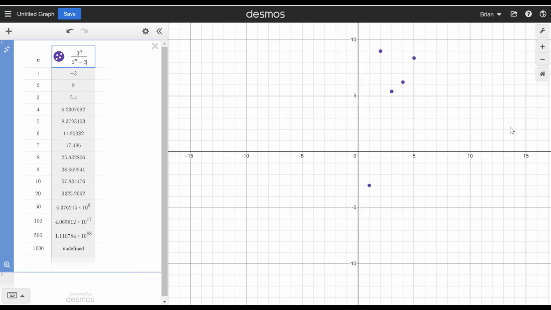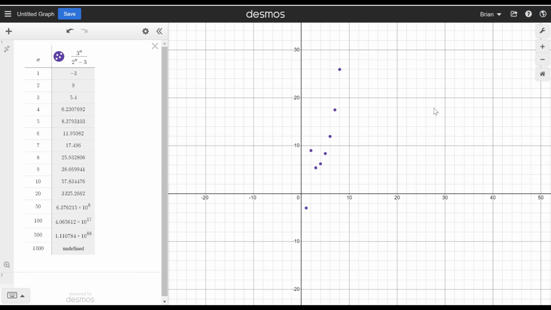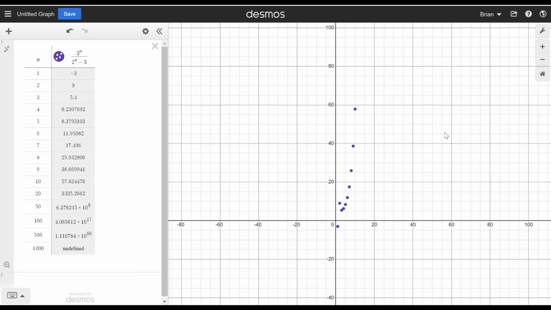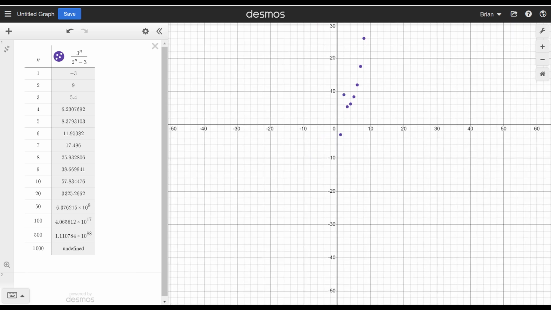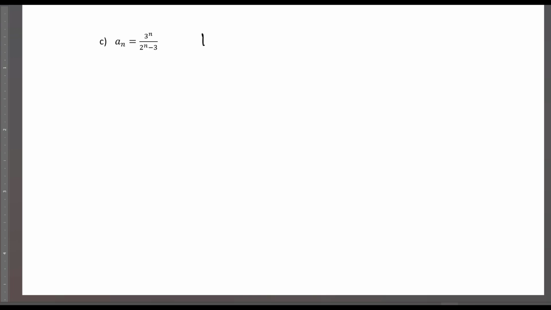If I zoom out on my graph, notice that we're in essence getting something that's behaving like an exponential function, and those values are just getting larger and larger. So if we think of the analytical work here, when we do the limit, we should be getting infinity out of the limit, and we're going to conclude the sequence diverges. Okay, so let's take a look then at the limit of 3 to the n over 2 to the n minus 3.